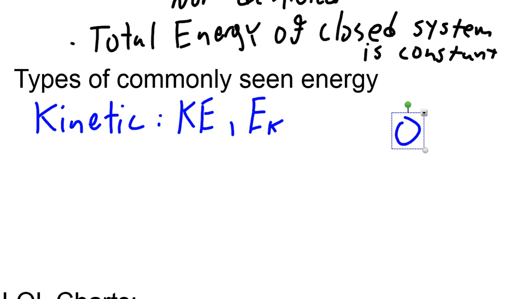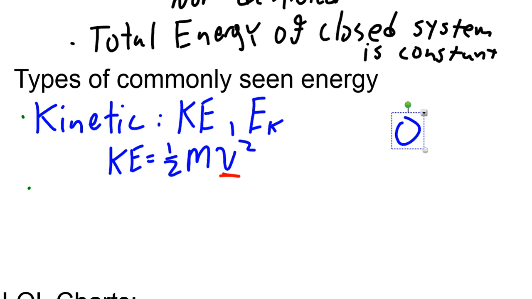What are some aspects we know about it? We know that kinetic energy is half the mass of the object times its velocity squared. And the key part about kinetic energy is that it really depends on the speed of an object.